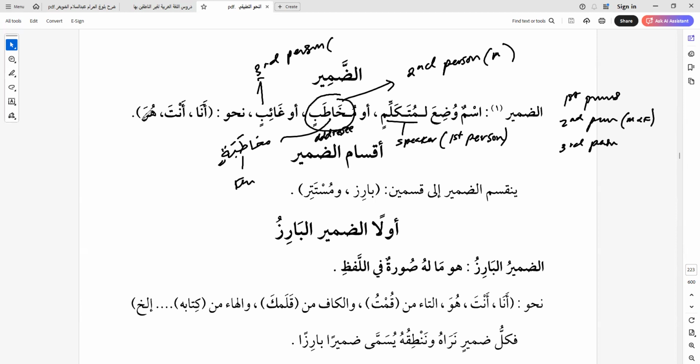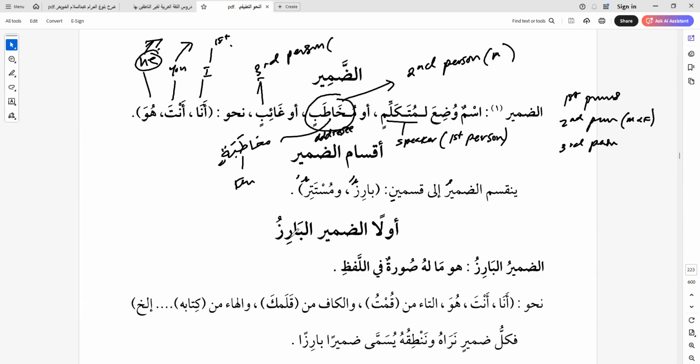So if you look at أنا أنت هو, أنا I, first person pronoun, أنت you, second person, هو he. So in English we say this is a first person pronoun, this is a second person pronoun, and this is the third person pronoun. You're talking about somebody. So ضمير is اسم وضع للمتكلم أو مخاطب أو غائب. أنا أنت هو, right? أقسام الضمير, ينقسم الضمير إلى قسمين, بارز ومستتر.